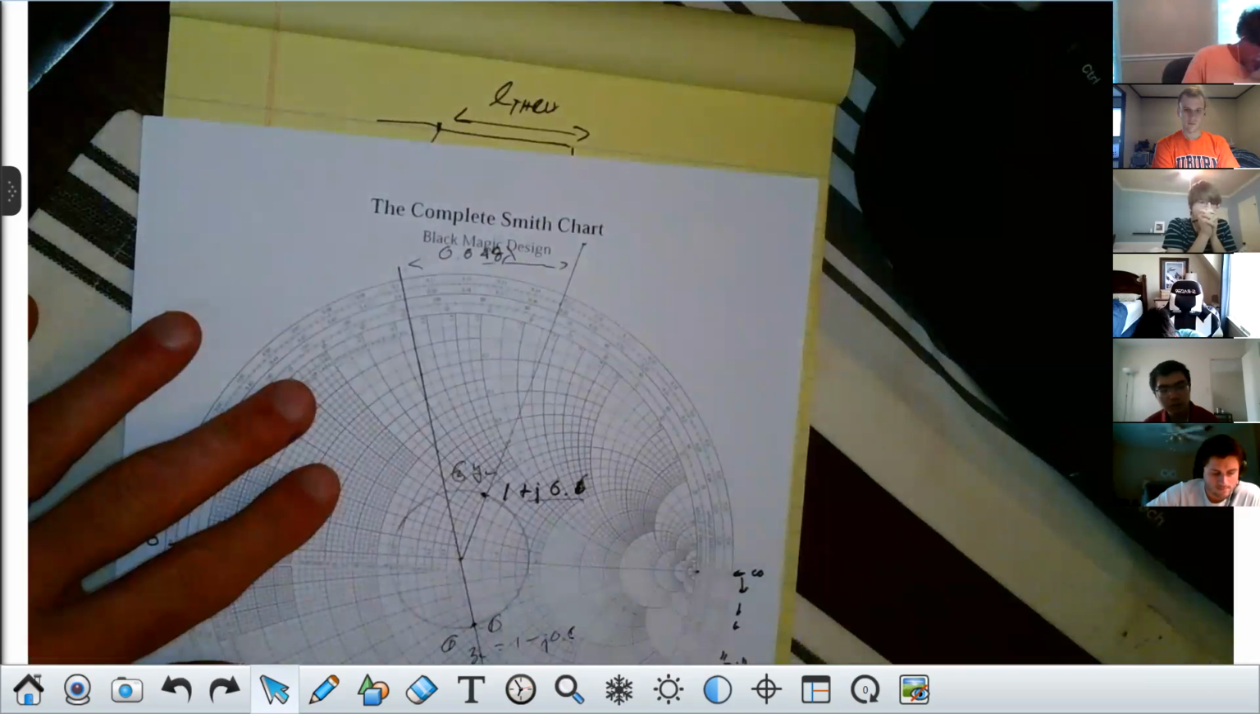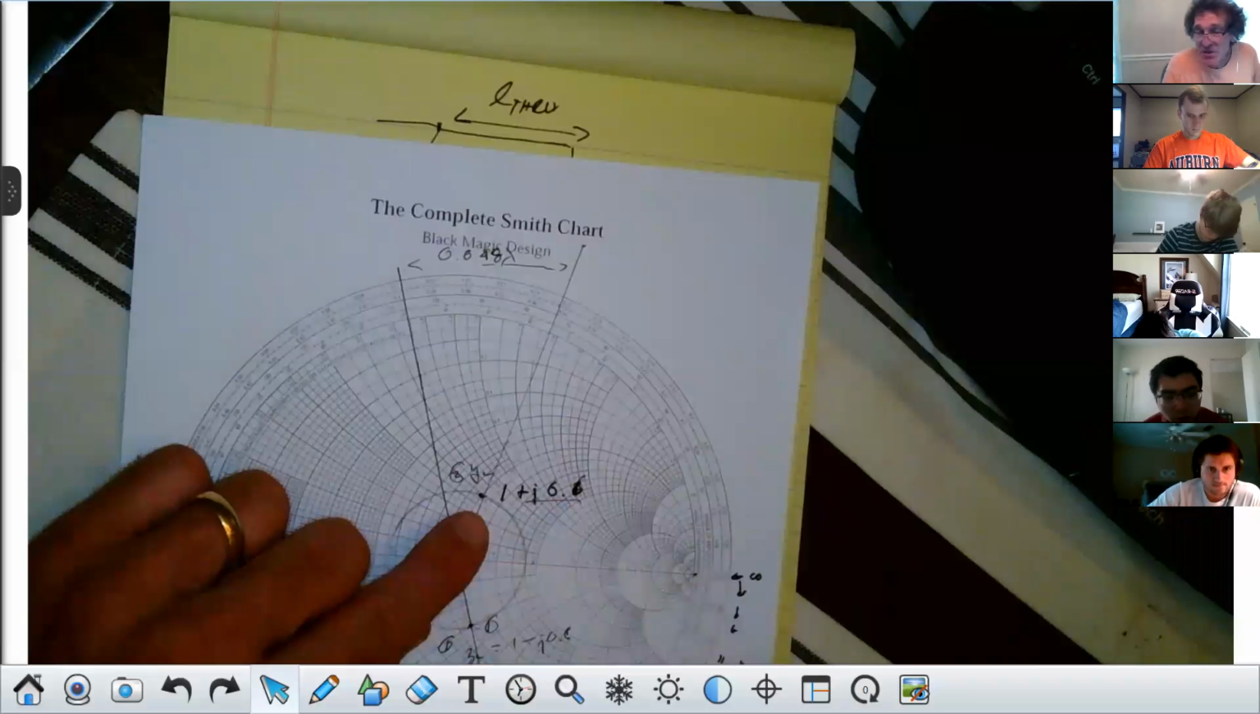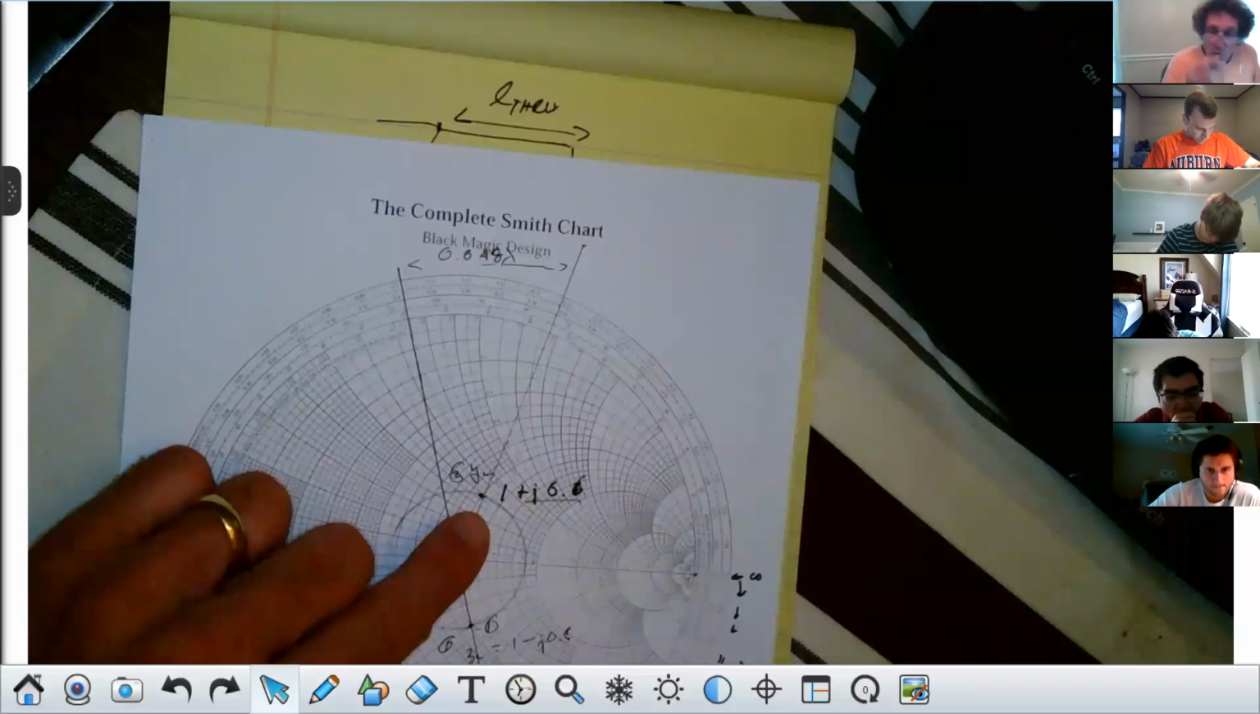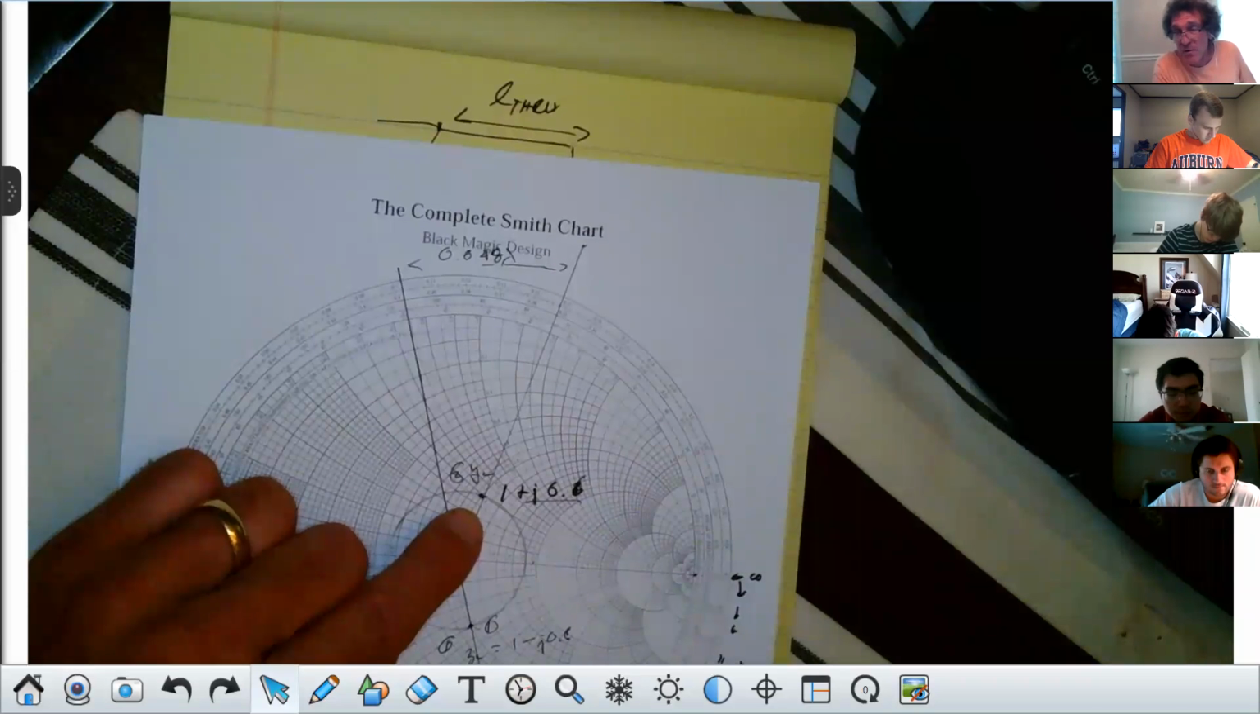When we move from here to here, we have 1 plus j0.6. Now, if we add minus j0.6, we just have 1. That would be the normalized admittance. Well, 1 over that, or 1 over 1 is 1, would be the normalized impedance. And that means the actual impedance at that point in the transmission line would just be Z0, and the reflection coefficient would be 0. Do you follow me on the reasoning? Why we're doing what we're doing?